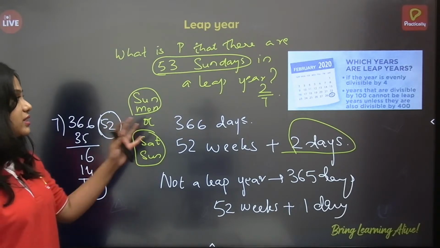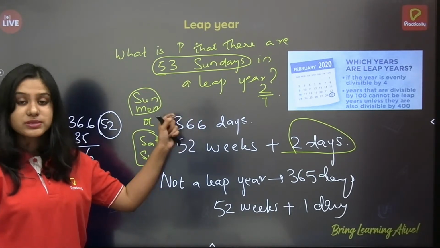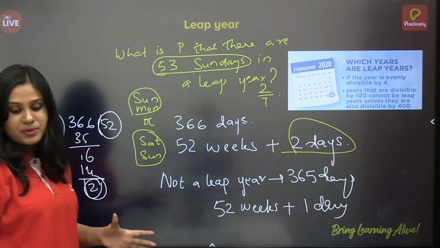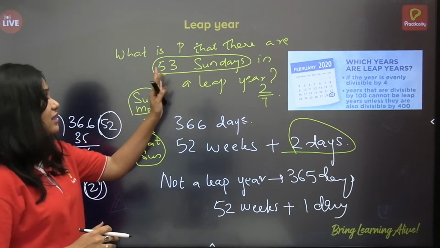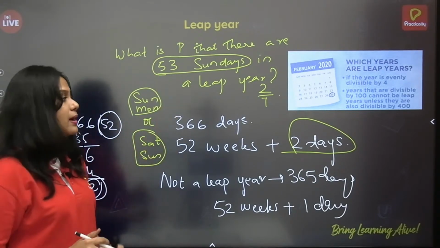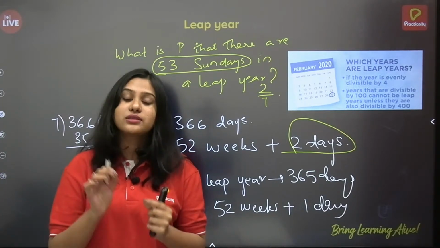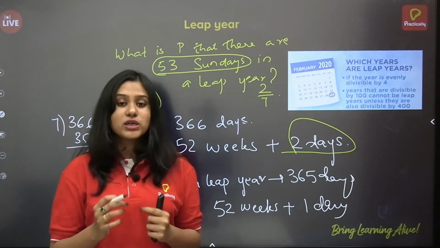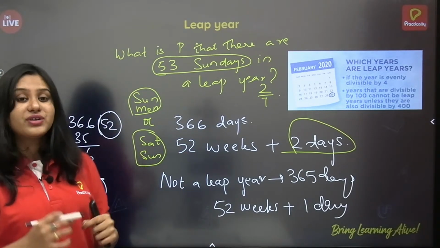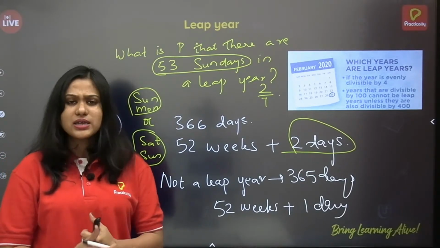This is the most repeated question in your board exams. Like every year it gets repeated, correct? So yes, what is the probability that there are 53 Sundays in a leap year? But if I ask you, what is the probability of getting 53 Sundays in a non-leap year? What would be the answer?